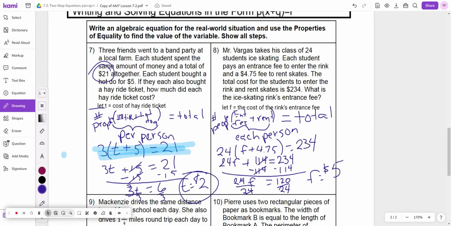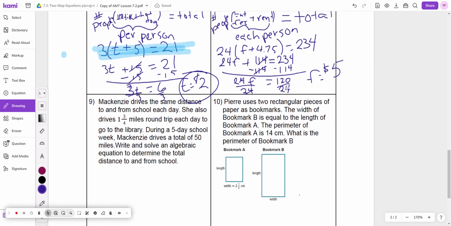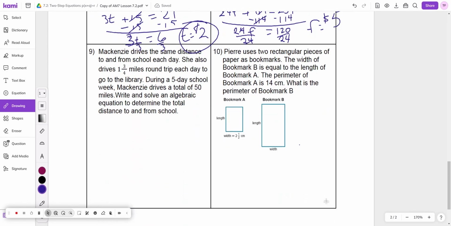Anyway, in the long and short of everything, I ended up with $5 for the entrance fee. All right, moving on down. This is the last one we're going to do. We're not going to do number 10 because as I was working it, it felt like there was something missing. I checked the book, and there is indeed missing information, so we cannot solve this one. We're going to skip number 10, so number 9 is the last one.